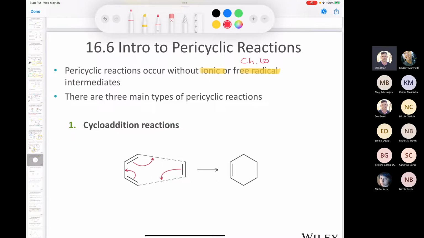There are three types of pericyclic reactions. The one that we're mostly interested in this class are cycloaddition reactions. Under the umbrella of cycloadditions, you find a reaction called the Diels-Alder reaction. It is what we're going to focus on in section 16.7. A Diels-Alder, again, is a type of cycloaddition reaction, and you can see that the mechanism for this reaction is concerted. What does concerted mean? It means that all of the curved arrows happen at once, all drawn simultaneously.